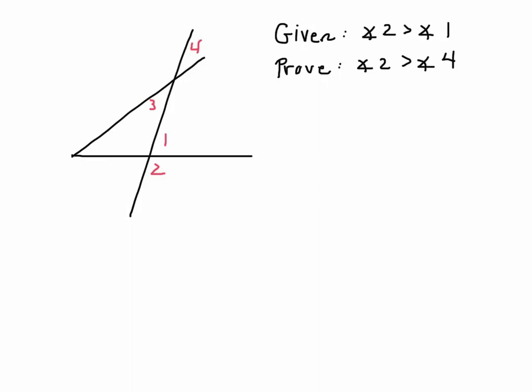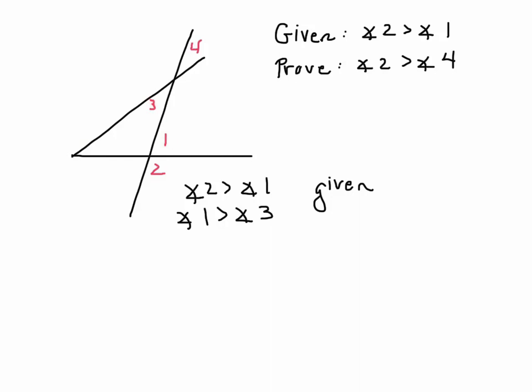First of all, we'll start with what's given, and we know that angle 2 is greater than angle 1 because that's given. And then we also know that angle 1 is greater than angle 3. And here's why. Angle 1 is exterior to this triangle, and angle 3 is one of the two remote interior angles. So therefore, by the exterior angle theorem, we know that angle 1 is bigger than angle 3.